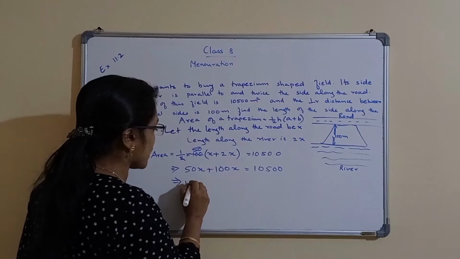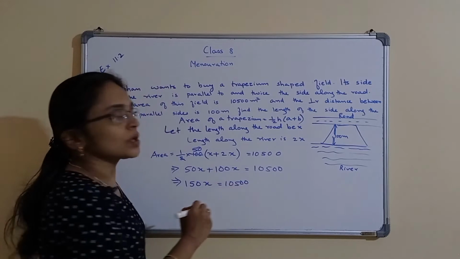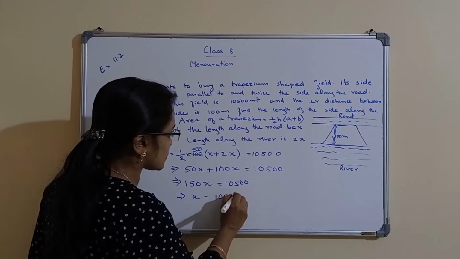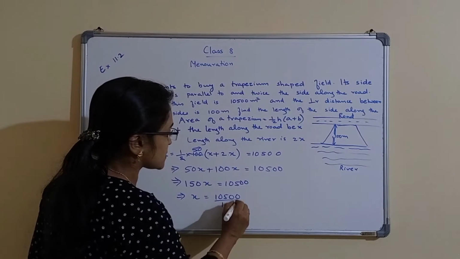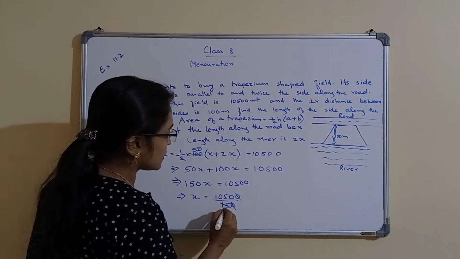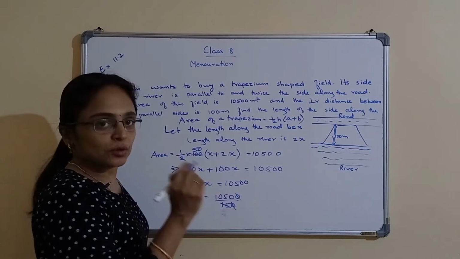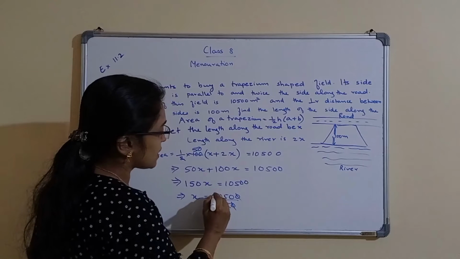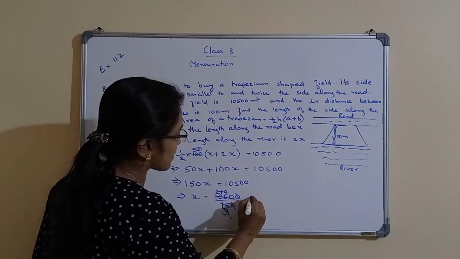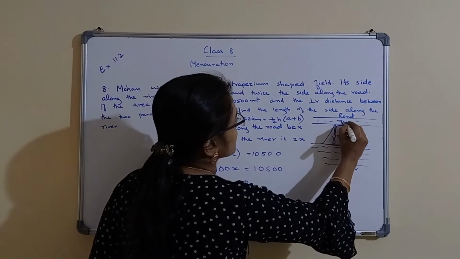Right? So this implies 50x plus 100x is 150x, which is equal to 10500. So what is x? x equal to 10500 by 150. So this 0 and 0 will get cancelled, or we can divide this by 5. So 5 will go in 15 3 times, and 5 will go in 1050 210 times, so 70. So we got this x as 70 meter. This is 70 meter.